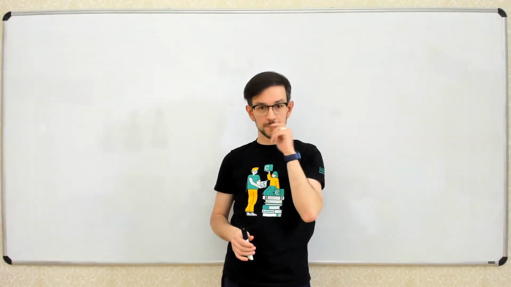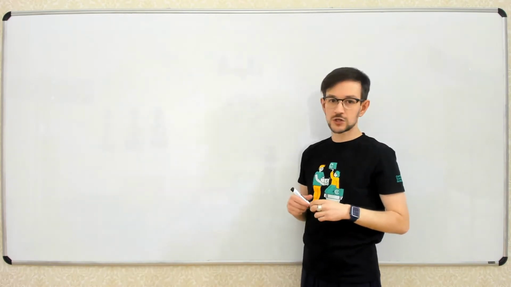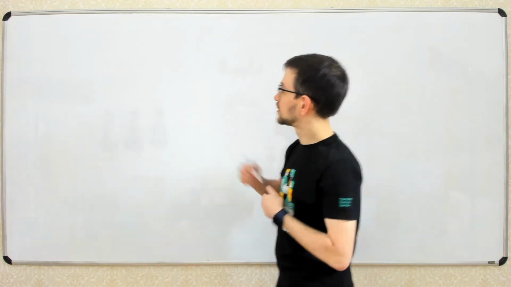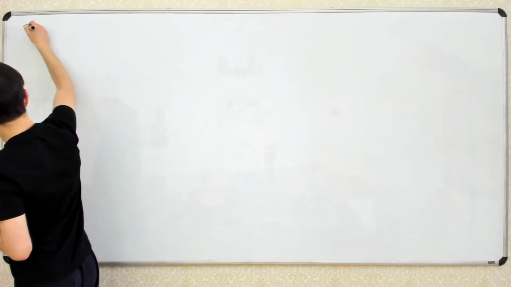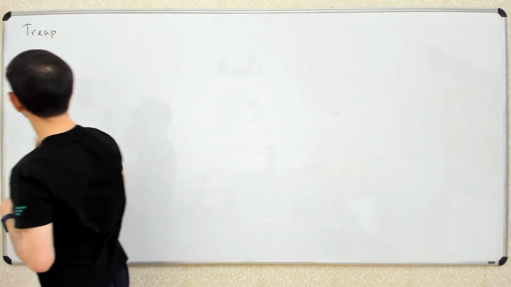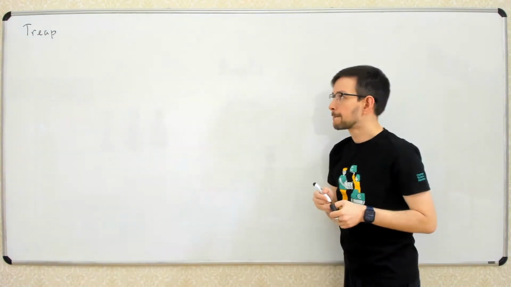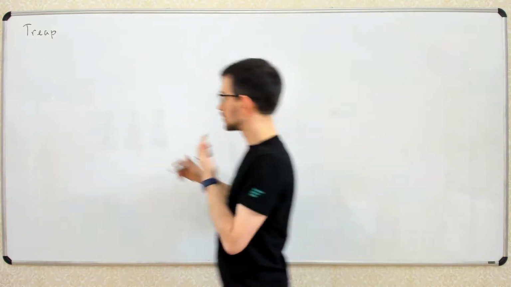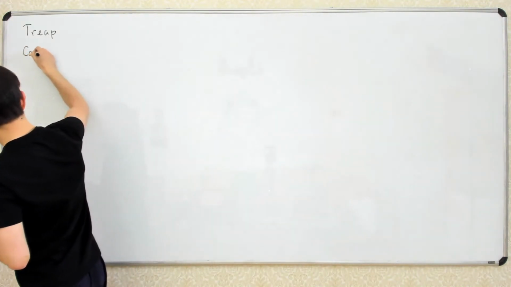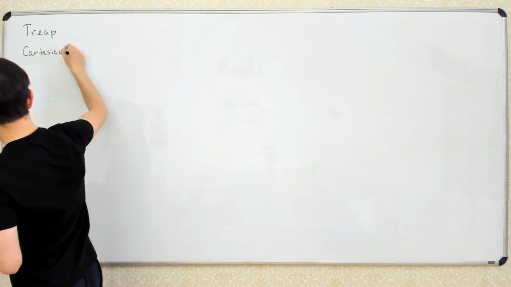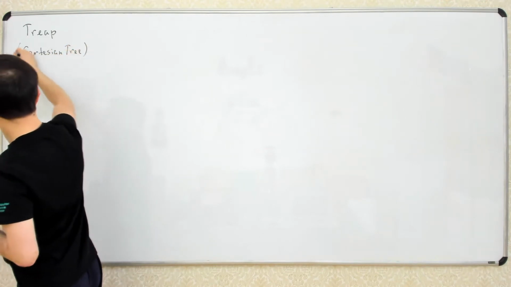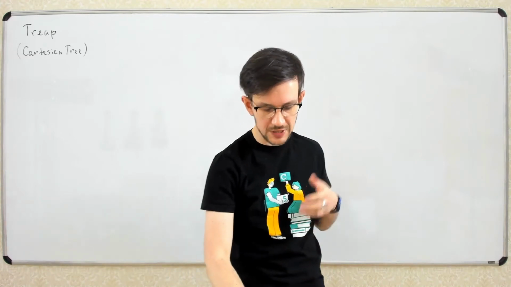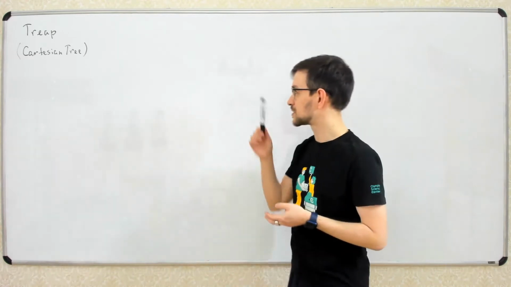Let's discuss one more binary search tree, and this binary tree is usually called Treap. Sometimes it's referred to as Cartesian tree. So it is basically the same structure, but when it's used as a binary search tree, it's usually referred to as Treap.